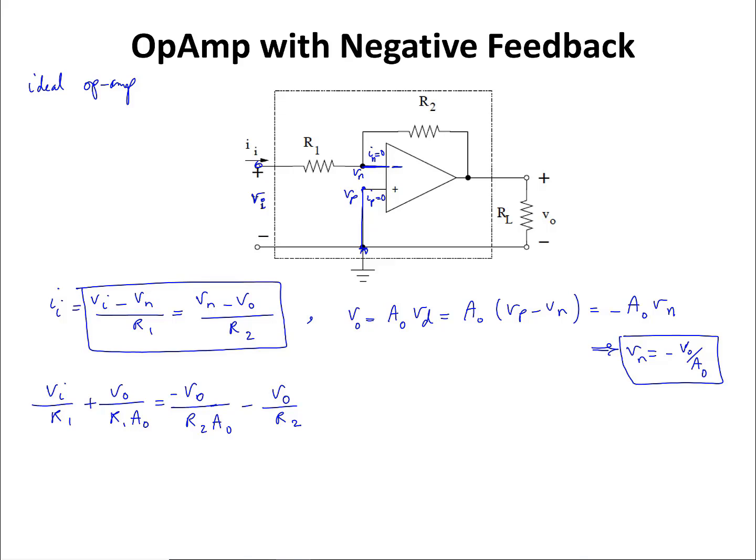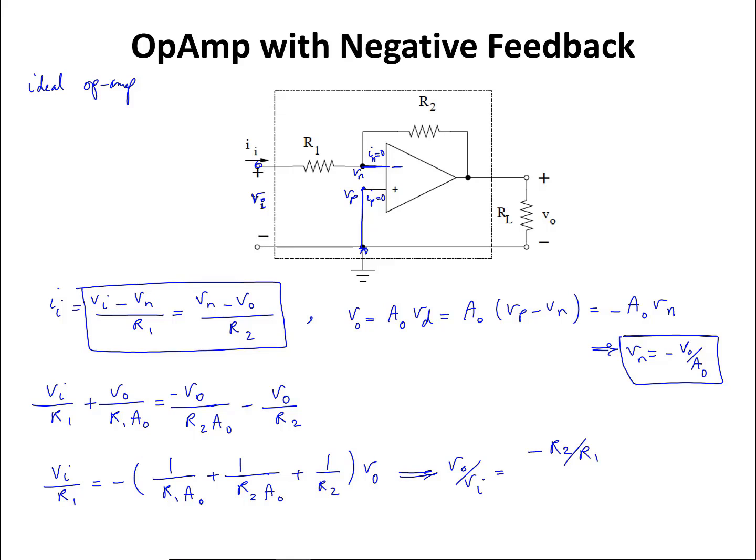Let's rearrange the coefficients that are related to Vi on one side and bring the coefficients that are related to Vout to the other side. That's going to give me Vi over R1 equals negative of 1 over R1 times A0 plus 1 over R2 times A0 plus 1 over R2 times Vout. With some further simplification, you're going to have Vout over Vi equals negative R2 over R1 divided by 1 plus 1 over A0 multiplied by 1 plus R2 over R1.